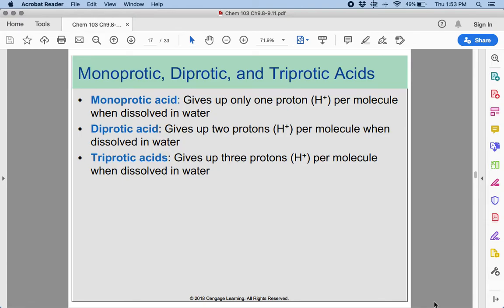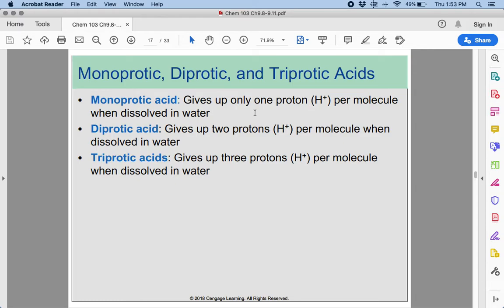So when we're talking about acids, again, we're going to be talking in terms of the Bronsted definition of an acid. This would be something that gives up a hydrogen. There are three different kinds of acids that we'll primarily see. A monoprotic acid is a type of acid that can only give up one hydrogen.